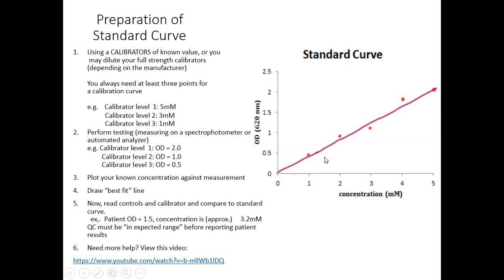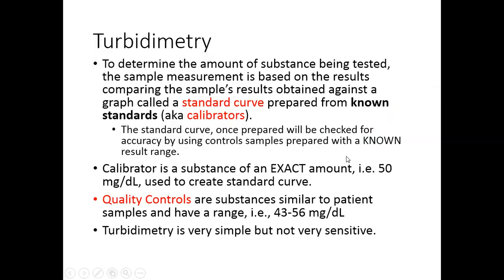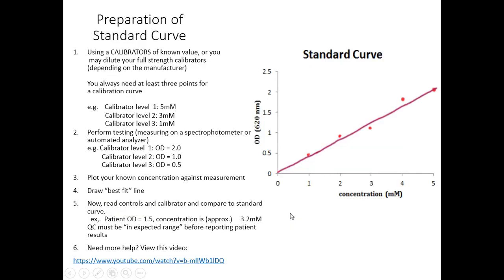We would run a level high, a level low, and a level normal control. And we would want it to fall within whatever our range is for the control for each of those controls. The quality control has to fall within the expected range before we report a patient result.